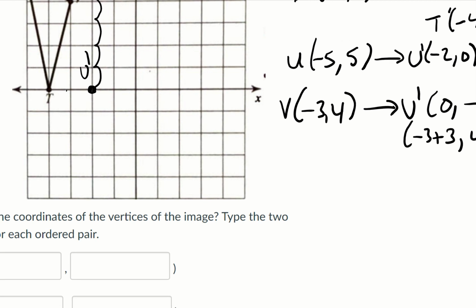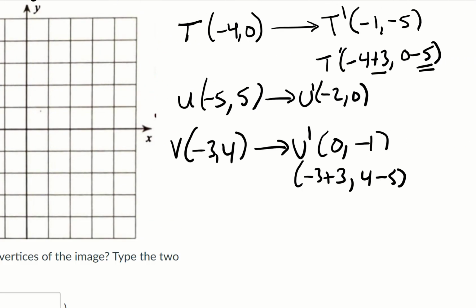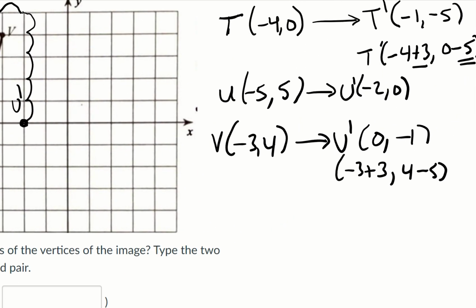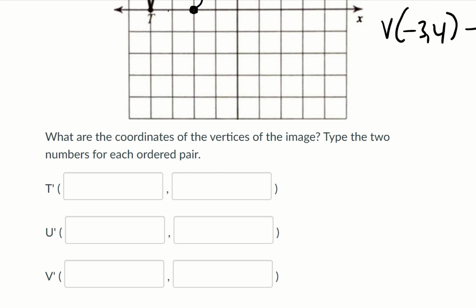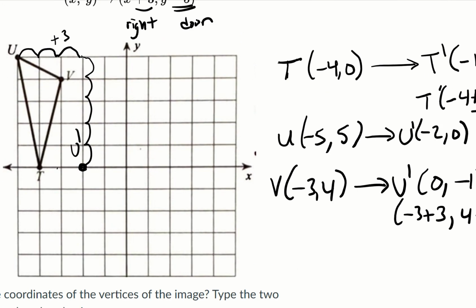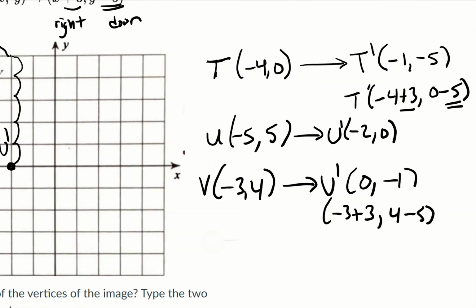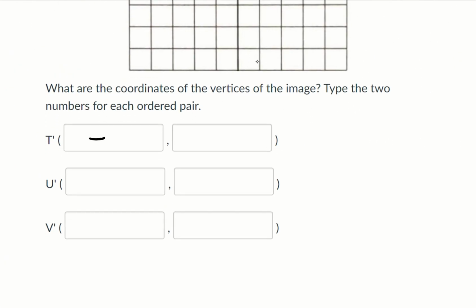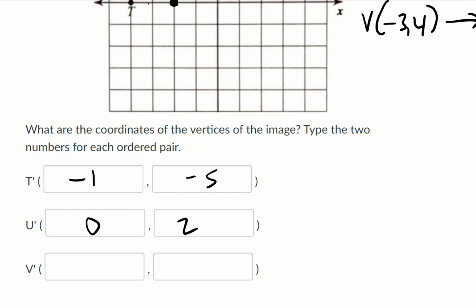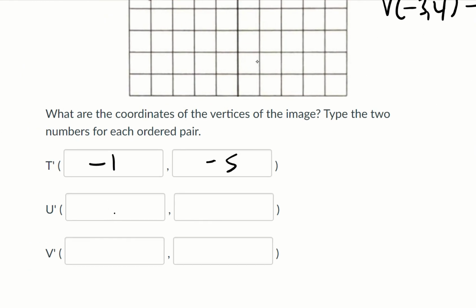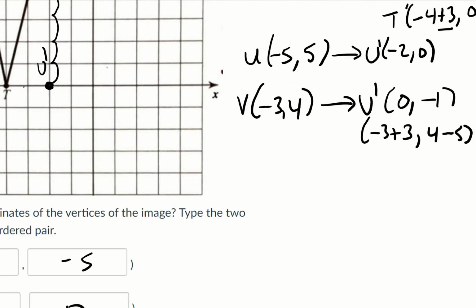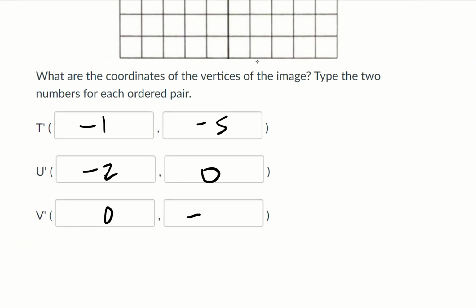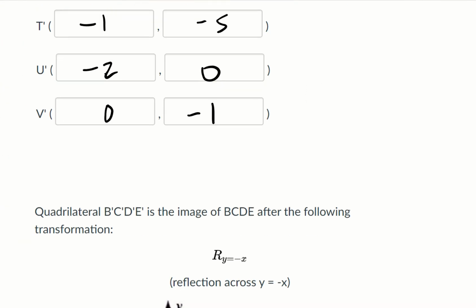All right, this is what I want you to do. I want you to show your work so that I know how you got that number. Okay, here we got 0, negative 1, and then those are my coordinates. So negative 1, negative 5. 0, negative 1. All right.